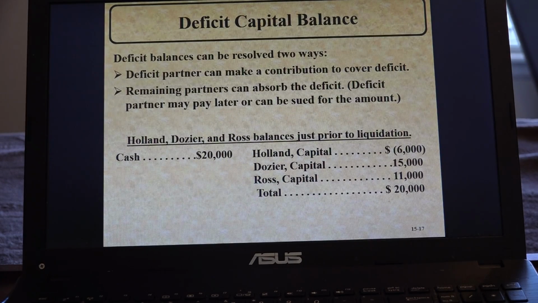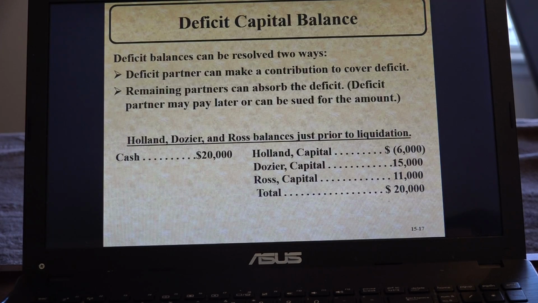So deficit balances can be resolved in two ways. Certainly the deficit partner can pony up money to cover the deficit, but if that's not possible because he just doesn't want to, or she is insolvent and can't, then the remaining partners are just going to have to absorb the deficit.